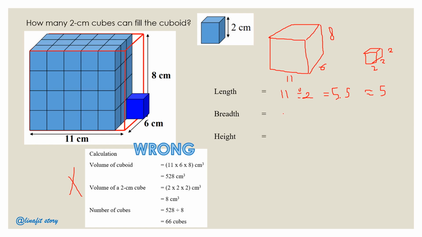Now, the breadth of the container is 6, divided by the breadth of the cube, 2. 6 divided by 2 is 3. And last, the height of the container is 8, divided by the height of the cube, 2. 8 divided by 2 is 4. So the number of cubes will be 5 times 3 times 4. The answer is 60 cubes.